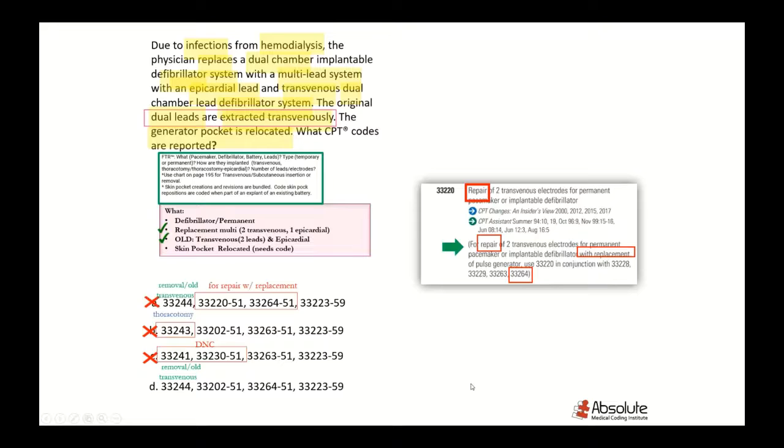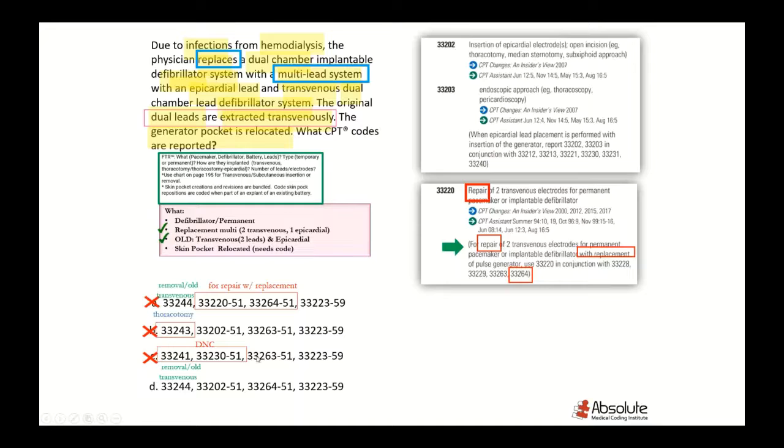And even here, you can already establish your answer, and all you need to do is just confirm the rest of the codes. So see how easy that is by not having to go through all these codes. And of course, pay attention to those parenthetical guidelines, okay? So just to confirm and go over the rest of the codes with you, that 33202 with modifier 51, that is coding now. Since we already took out the old transvenous leads, we are now inserting the epicardial electrode, okay?